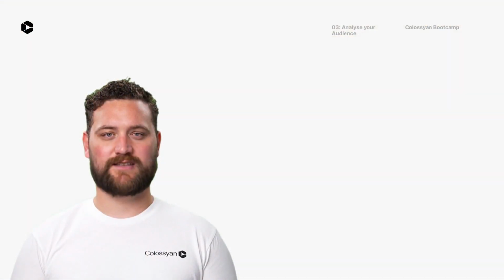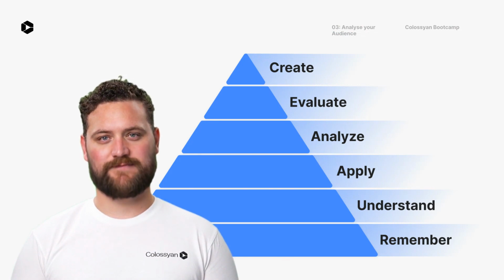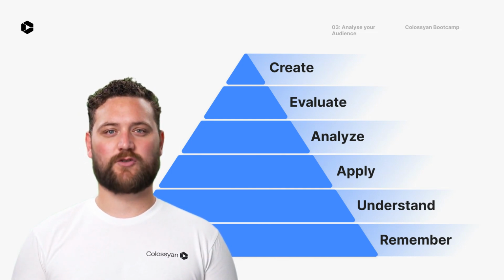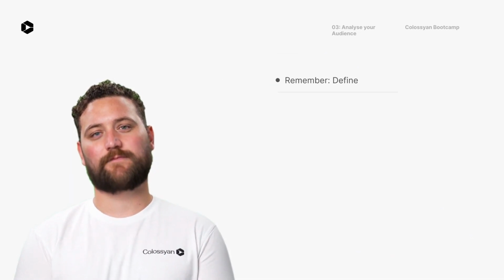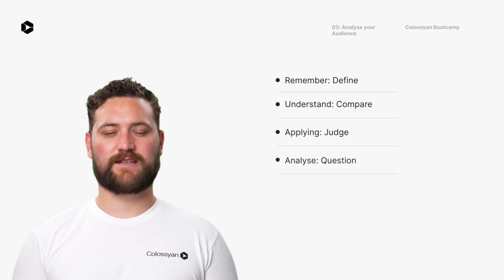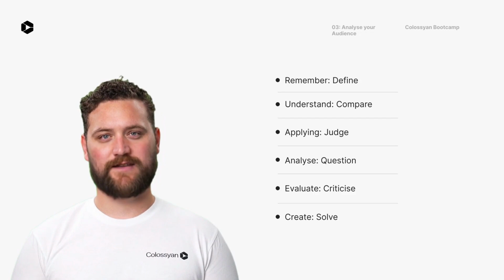You can use Bloom's taxonomy for this. According to Bloom's taxonomy, there are 6 categories of human knowledge: remembering, understanding, applying, analyzing, evaluating, and creating. To make learning objectives that work with these, use verbs. For instance, going from remembering through to creating, you might use verbs like define, compare, judge, question, criticize, and solve. So an example of a learning objective at the remembering level is therefore something like define what the ADDIE framework is.